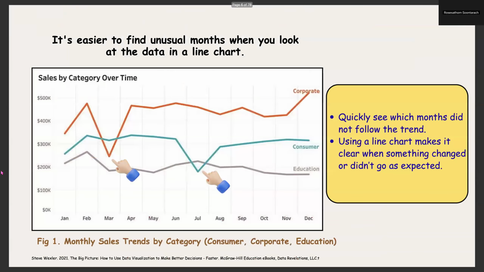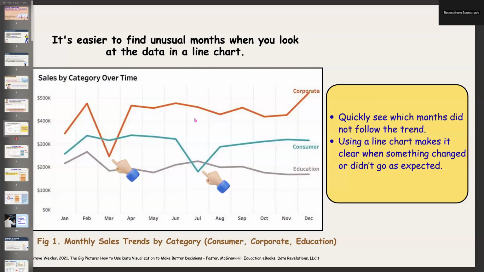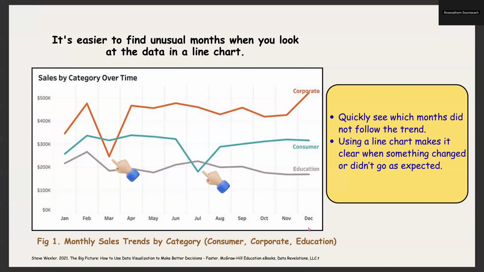So if I put the raw data into this graph, it's easier to find unusual months when you look at the data in a line chart like this. You can quickly see which month did not follow the trend. Using a line chart makes it clear when something changed or did not go as expected.